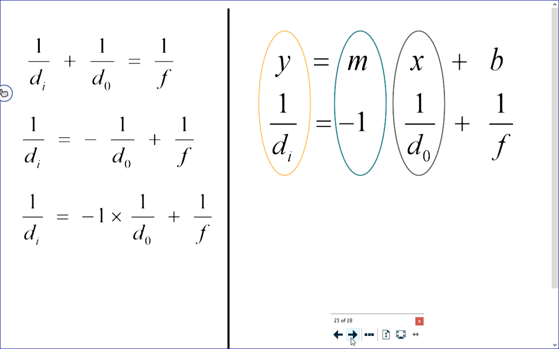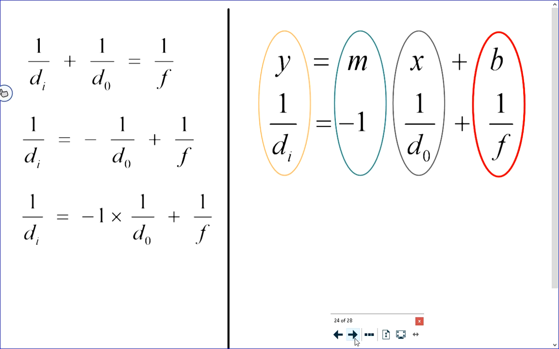But again, we don't care about the slope because the slope has nothing to do with the focal length, and the focal length is what you're trying to find. So how does the focal length relate to the graph? Well, it's a very nice comparison. The y-intercept of the graph is equal to the reciprocal of the focal length.